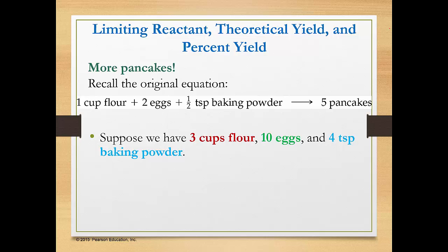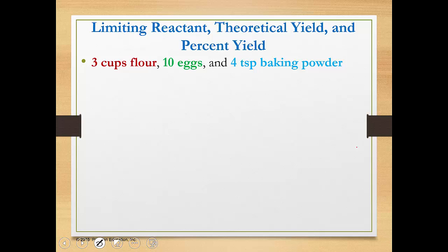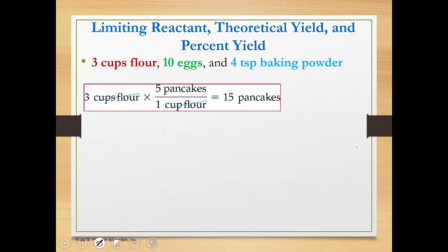So let's say we go to the pantry and we discover that we have 3 cups of flour, 10 eggs, and 4 teaspoons of baking powder. So from these ingredients, we need to figure out how many pancakes we can make. And we also might want to see what we have left over. So what we need to know is which of these 3 ingredients is going to run out first if I just keep making pancakes to use them all up.